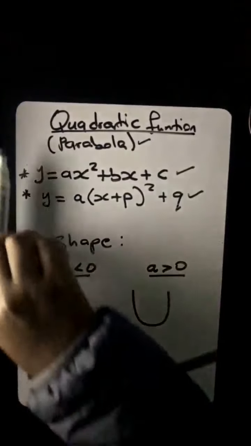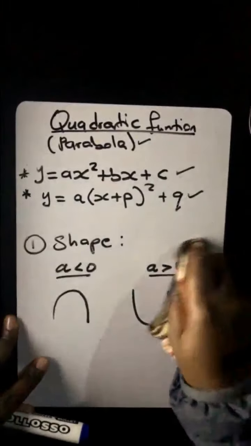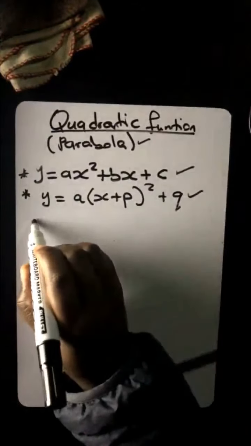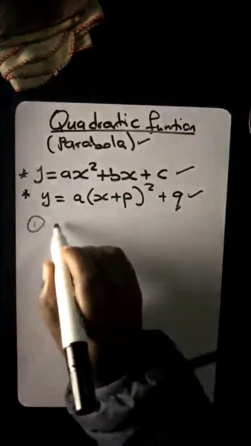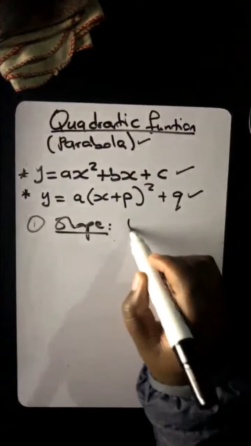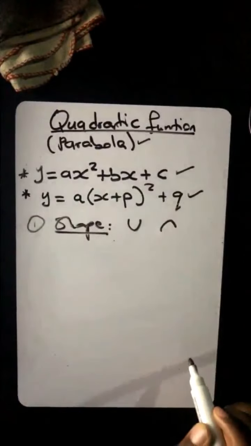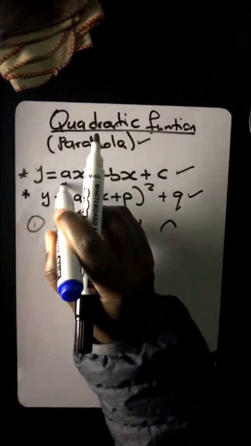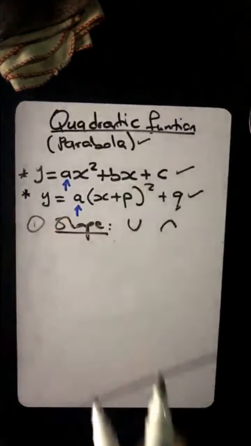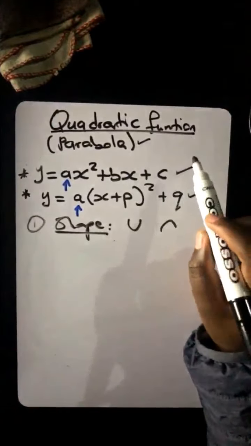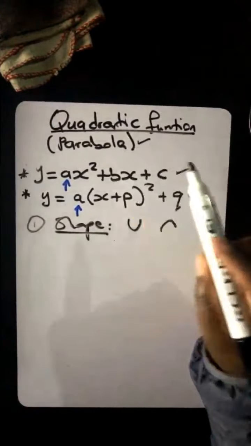This is the part that I want to explain to you guys, and I pray that you fully understand. So I'll just give you an example. Remember, we're still on number 1 where I'm explaining the shape of a parabola. You can either have this shape or that shape. The a that they're talking about is that a from the standard equation or standard representation of a quadratic function or a parabola.